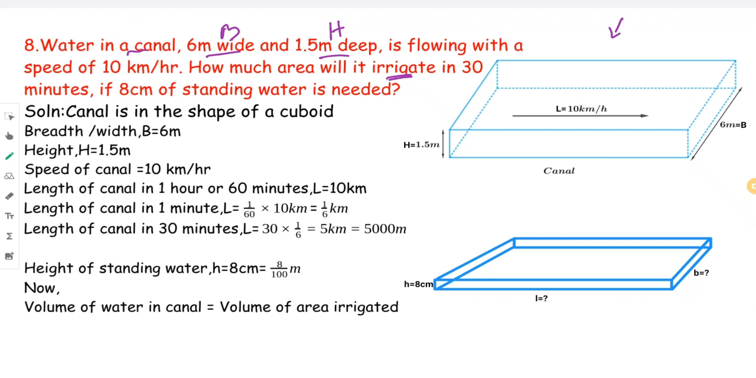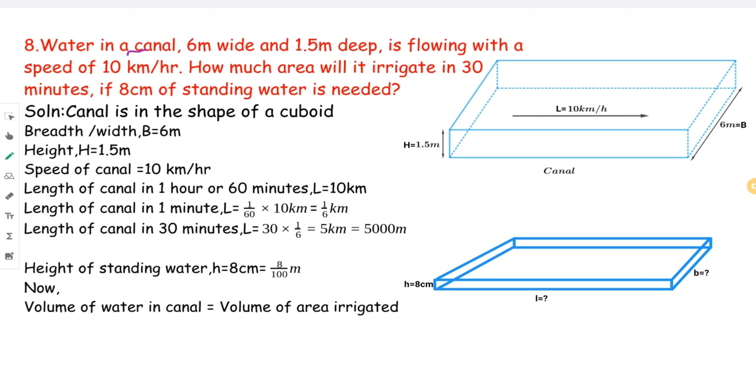So simply put, the water from here, we're going to irrigate it into a field here. Okay, so they want us to find the area. So area simply means length into breadth, and they've already given us a height that they need here, 8 centimeters for the irrigated field. All right, so the first thing we have to do is find the length of the water canal.